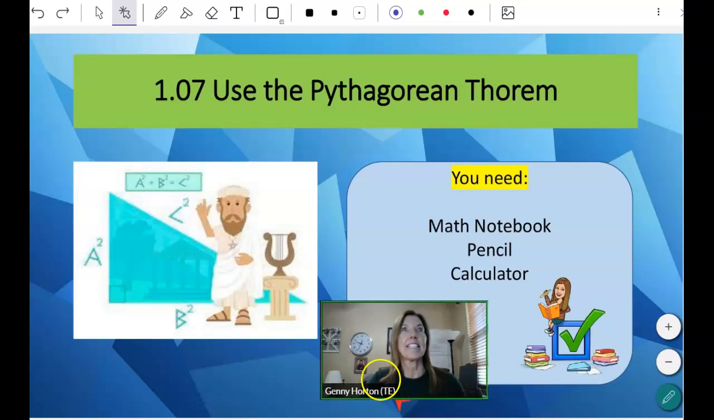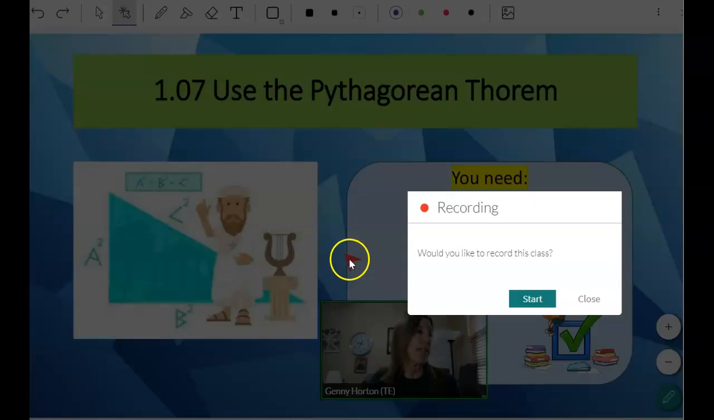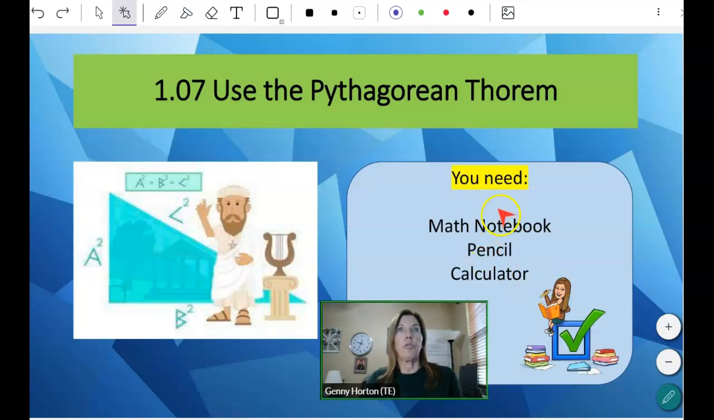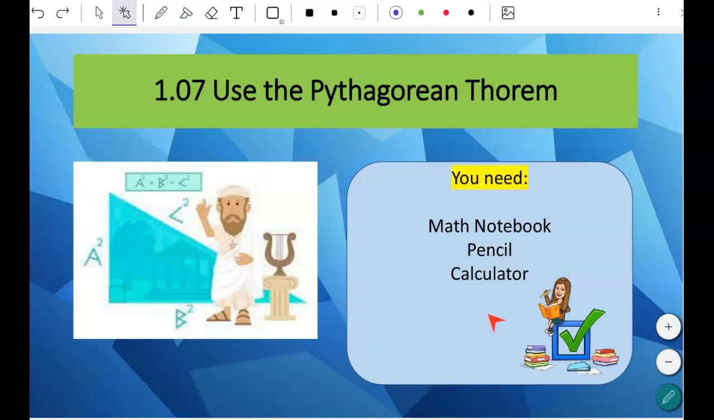All right, today's lesson is 1.07, Pythagorean theorem. So you will need your math notebook, pencil, and your calculator. So please make sure you're taking notes. You are working out those problems as we go through them in this lesson. I'll go ahead and get started.